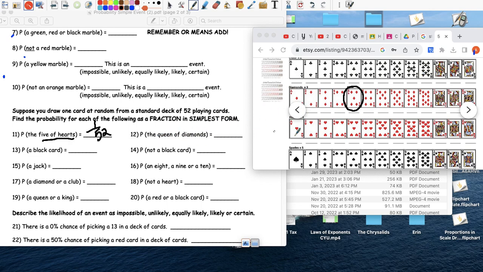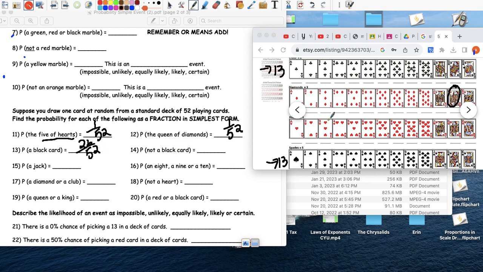Queen of diamonds. Queen of diamonds is right here. Oops, sorry. That's not the 5 of hearts. This was the 5 of hearts. Okay. Queen of diamonds. So that is 1 also out of 52. A black card. How many black cards do we have? We have 13 over here, right? And we have another 13 over here. So there's 26 out of 52.